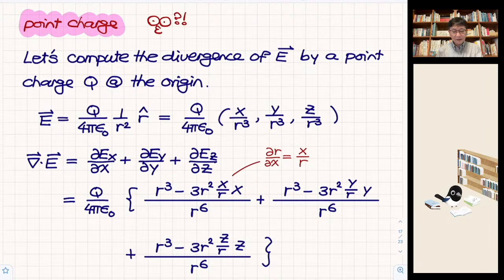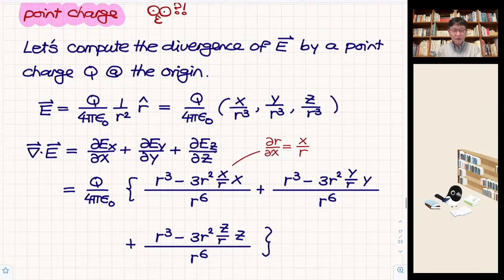So you realize that this r and r can cancel, and then there is an x squared term here. You can repeat the same calculations with Ey, taking the partial derivative with respect to y. That will give you this term. And then taking the partial derivative with respect to z will give you this term. And you just add these three terms together and you get the divergence.